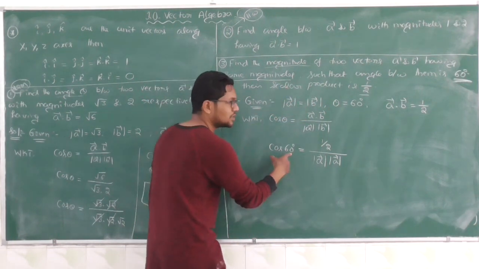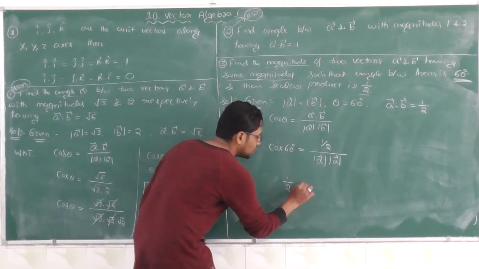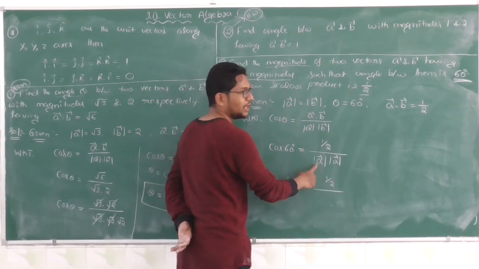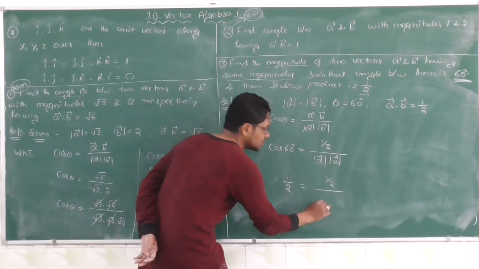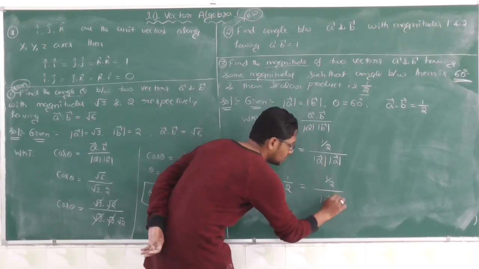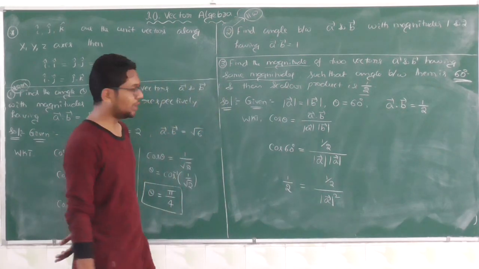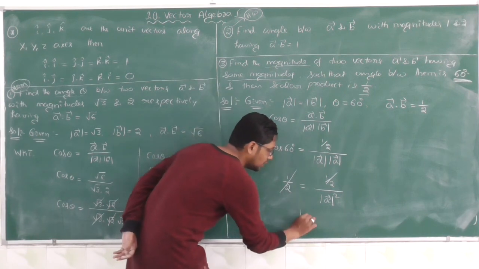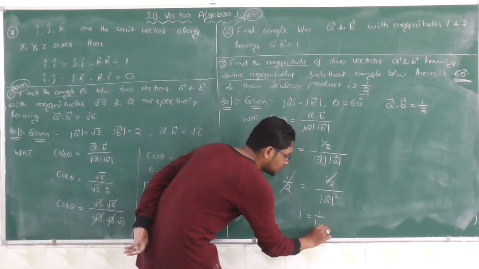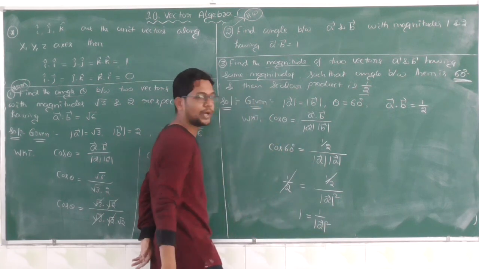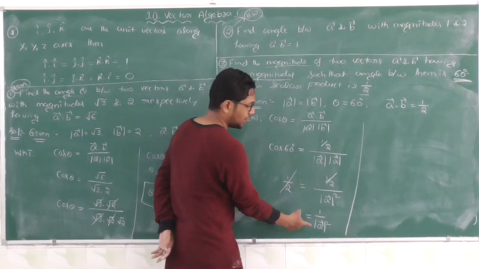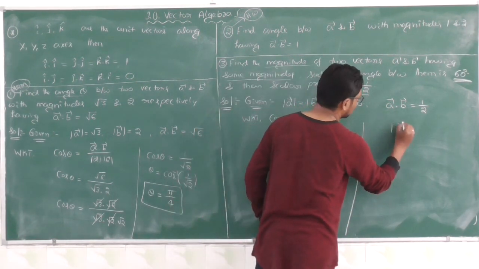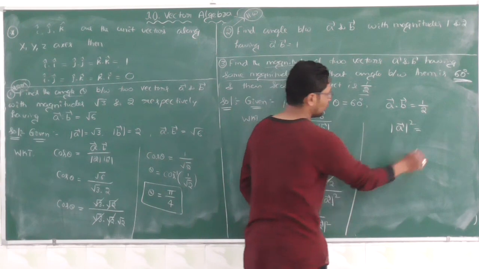Next, cos 60 degrees is 1 by 2, equals 1 by 2 divided by magnitude of A times magnitude of A, which is magnitude of A whole square. Next, 1 by 2 will get cancelled. 1 equals 1 divided by magnitude of A whole square. Take this magnitude of A whole square to the left. Then we will get magnitude of A whole square equals 1.